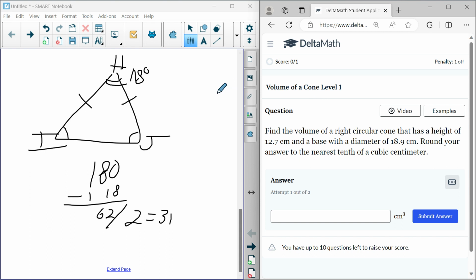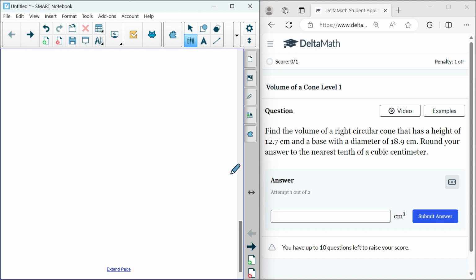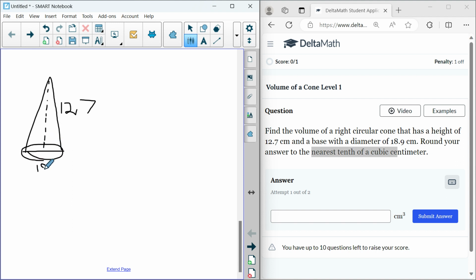Then you've got practice with volume of a cone. You're going to be asked to find the volume of the cone. In this case, we're rounding to the nearest tenth of a cubic centimeter. I would just sketch for yourself a really quick picture of a cone. Let's see, it has a height of 12.7, and it has a diameter across the bottom of 18.9. If our diameter is 18.9, let's consider our radius. Our radius is going to be half that, 9.45.